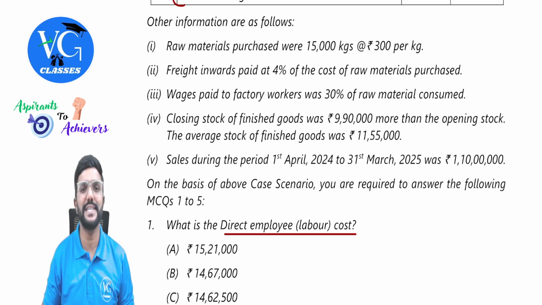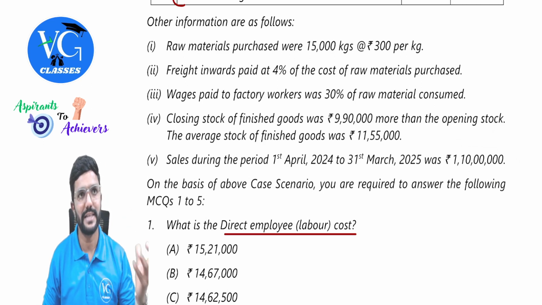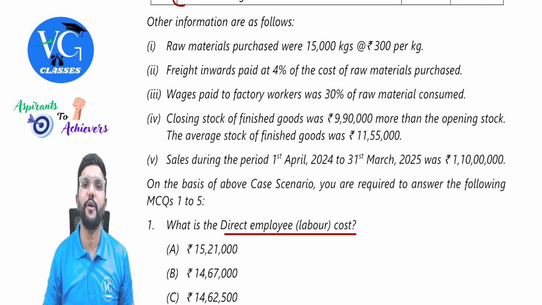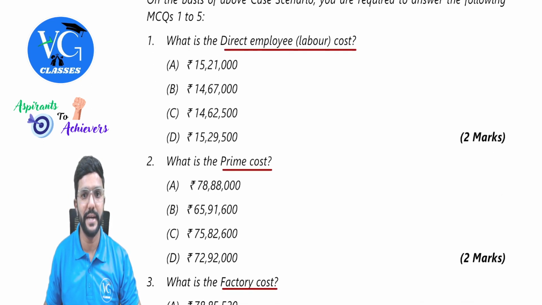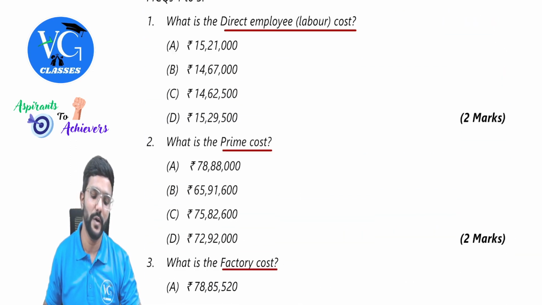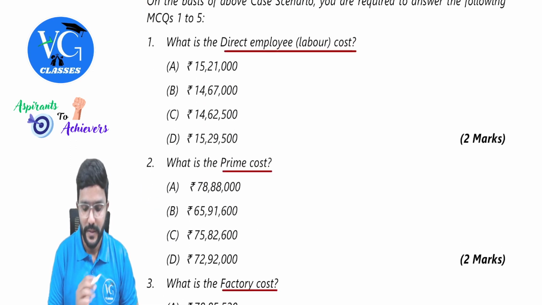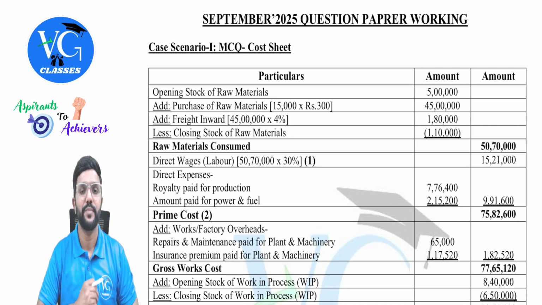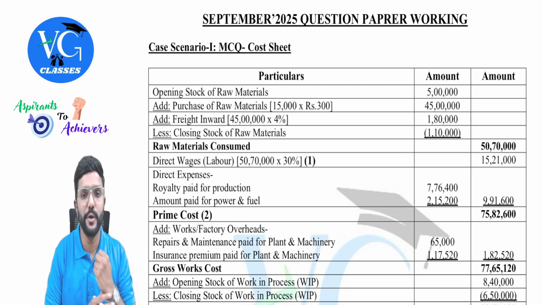So we are supposed to present this information in the cost sheet format. Guys, I don't want you to do the exact cost sheet, but you need to present the data in the format of cost sheet. Got it? So what are we supposed to calculate? Direct labor cost, prime cost, factory cost, cost of goods sold, and amount of profit. Okay, sir. We will do one by one. I have done a working for a case scenario MCQs.